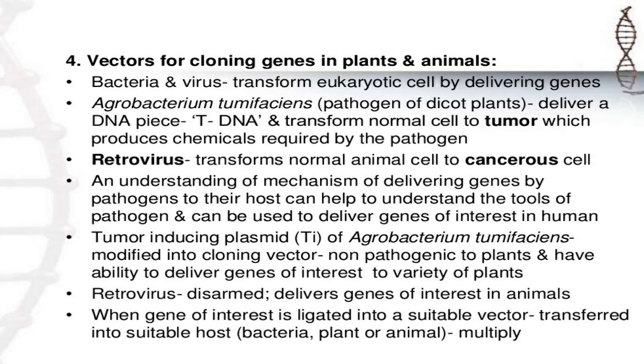The tumor-inducing (Ti) plasmid of Agrobacterium tumefaciens is modified into a cloning vector, non-pathogenic to plants, with the ability to deliver genes of interest to a variety of plants. Disarmed retrovirus delivers genes of interest in animals. When the gene of interest is ligated into a suitable vector and transferred into a suitable host, bacteria, plant or animal, it multiplies.